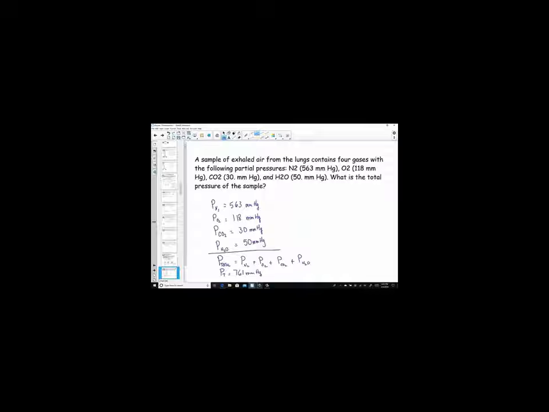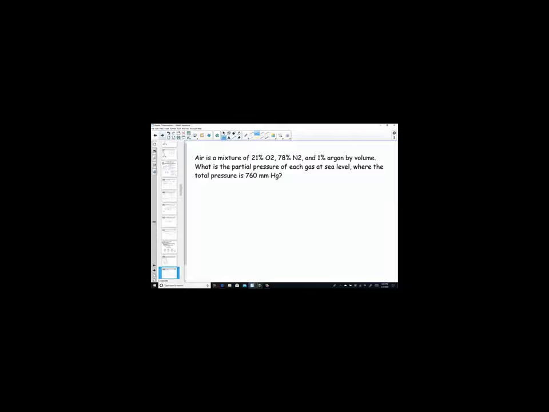Dalton's law of partial pressure. Each individual gas contributes to the total pressure. To find that, just sum their values. Let's try an example with air. Air is a mixture of 21% oxygen. It is comprised of 78% of nitrogen and 1% argon by volume. What is the partial pressure of each gas at sea level, where the total pressure is 760 mmHg?